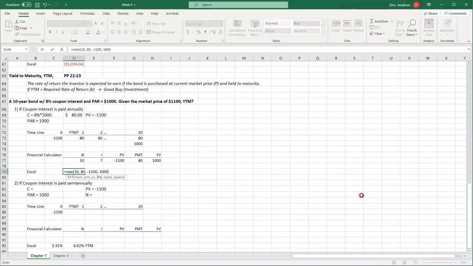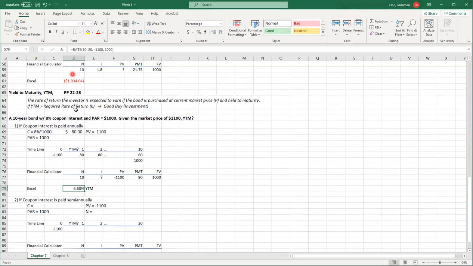That's it. Enter and see what happens. 6.6% is the yield to maturity. That is the calculated expected rate of return. I mean, expected yield to maturity. All right, what is this saying? If yield to maturity is greater than the required rate of return. Required rate of return is the investors' required rate of return.